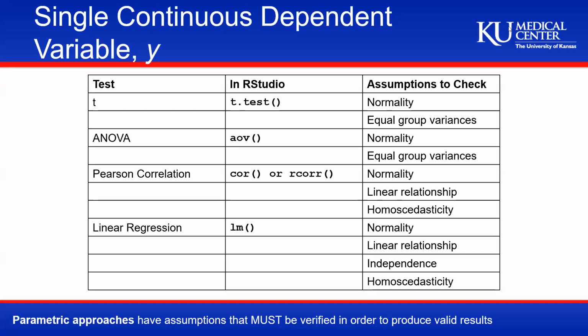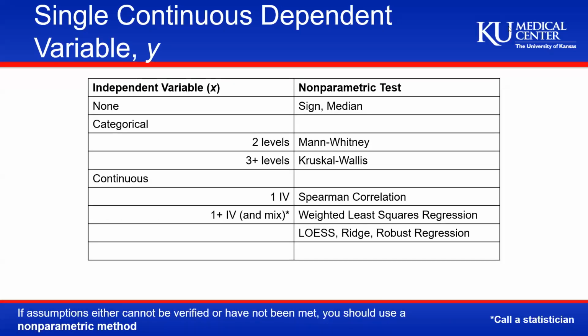I made a note down here that these are all called parametric assumptions or parametric approaches. If a method is parametric, that means it's going to have some pretty rigorous assumptions that need to be verified before you know for sure it's producing valid results. If you cannot verify the assumptions because you don't have enough data, let's say you have 10 subjects and you do a histogram to just see, does it look normal? It's pretty hard to tell with just 10 observations if you've got normality or not.